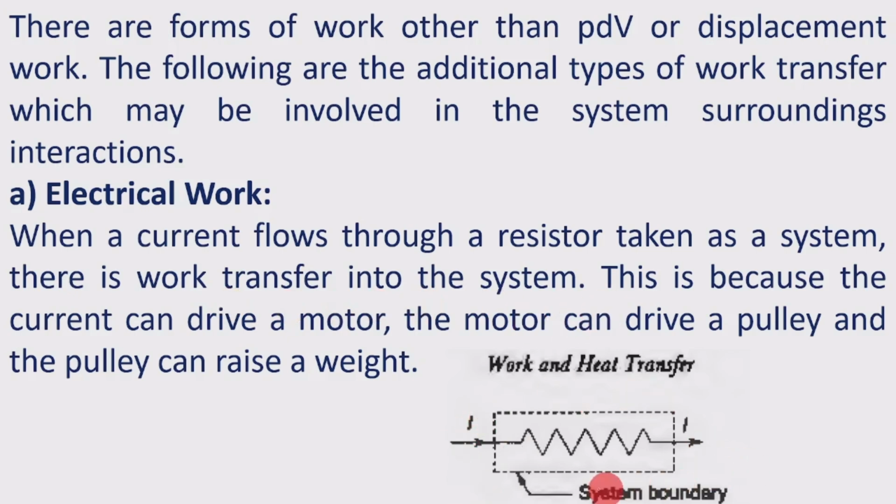Here the system boundary is around the resistor, where the electricity is entering, therefore work is done on the system. This is because current can drive a motor, the motor can drive a pulley, and the pulley can raise a weight. And this is the work transfer. If you connect this electricity to the motor, it can drive the motor. And if you connect the motor to the pulley, it can rotate the pulley. Then if you connect the pulley with a rope and weight, it can raise a weight. Then according to thermodynamics, we can say it is work done, and that is the electrical work.